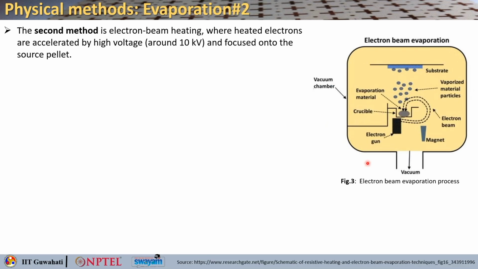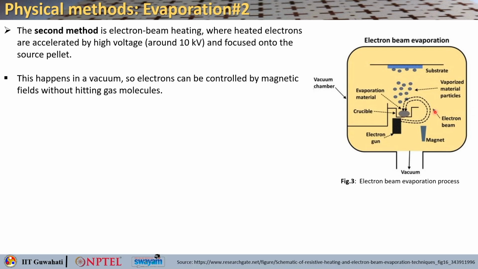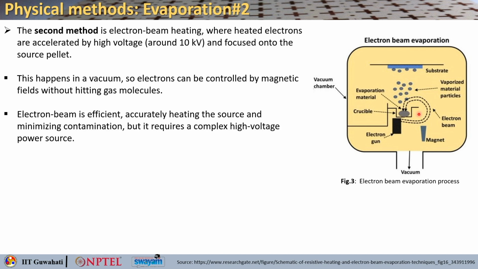The second method is called electron beam heating. So, you can see there is an electron gun that is giving these heated electrons which are accelerated through this high voltage, that is around 10 kV, and they are focused only on the source pellet. So, you basically use a magnet to redirect the beam so that they can go and heat the pellets. So, this also happens in vacuum. So, the electrons can be controlled using magnetic field without hitting the gas molecules, as you can see here.